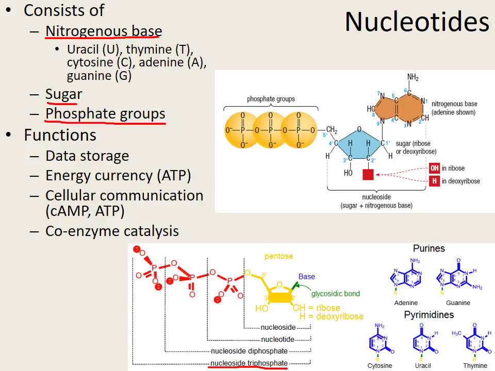But taking a look at the functions of some nucleotides. For data storage, obviously DNA, this is our most essential molecule in the cell, because it has all of the instructions for our cell. ATP is used as energy currency in the cell. Some cellular communication with cAMP and ATP molecules, as well as coenzyme catalysis.